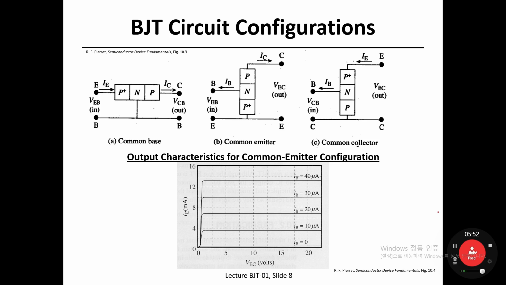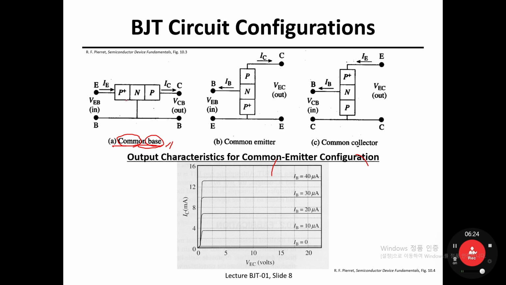Okay, now it's time to learn three different configurations in building up the BJT-based analog circuit block. On the left-hand side, you can see the very first BJT circuit configuration, the common base circuit configuration. Common means common something, right? So this something here, the base, is common for input current as well as for output current.